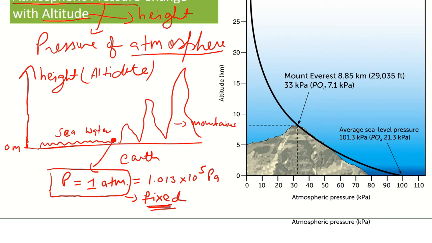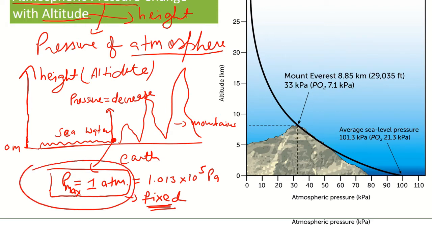Now when we go up, what happens? The pressure decreases. When we are going up, the pressure is decreasing. But here, we can say the maximum value of the pressure is 1 atmosphere. If we are going up, this pressure will be less than 1 atmosphere.